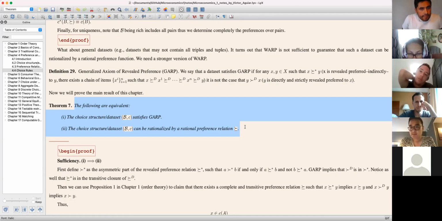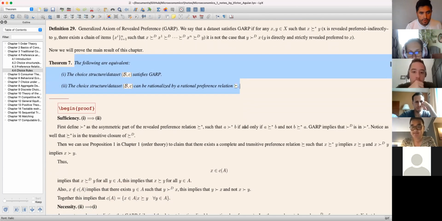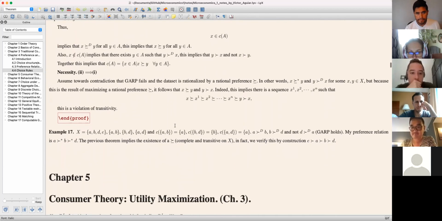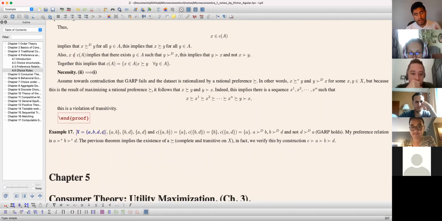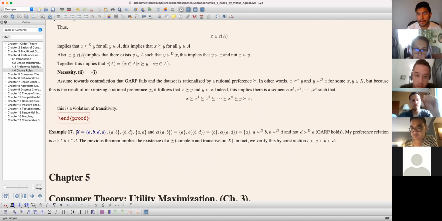So we're going to do the proof. Because I want to go slow today, I'm first going to focus on an example, and then we're going to go to the proof of the generalized axiom. I'm going to give you an example of a different data set where you can actually test rationality. Let's say I have 4 items, A, B, D, and E. And then I have the following menus: AB, BD, and AD.